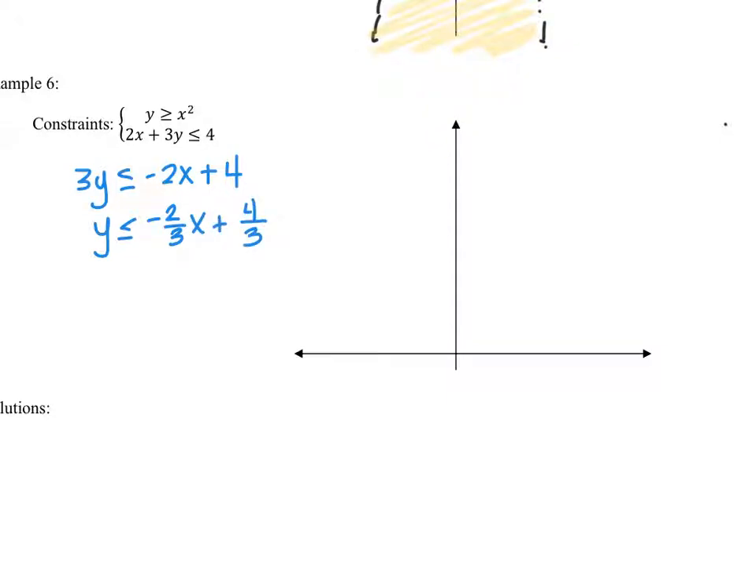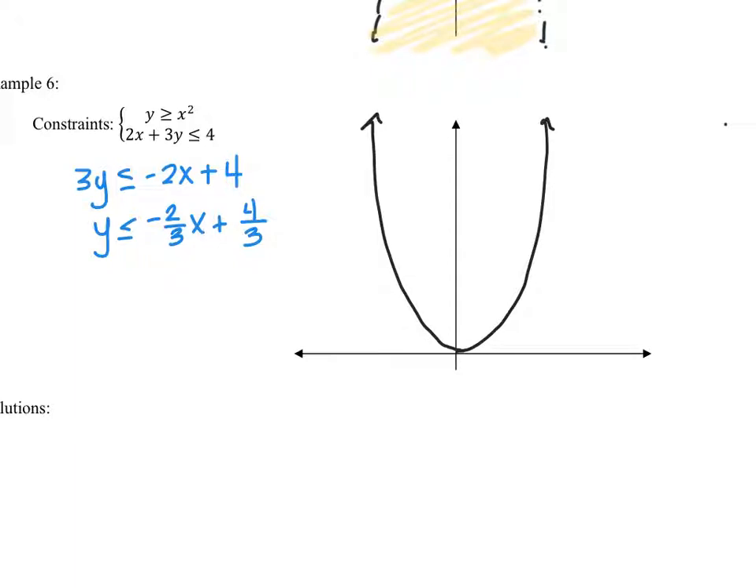So first I'll have a parabola that I need to draw. What's nice about that parabola? There's no extras to it. So where is it starting? It starts at the origin, at 0. So we'll draw our parabola. It's not dotted or anything. Okay, it's just a regular parabola.